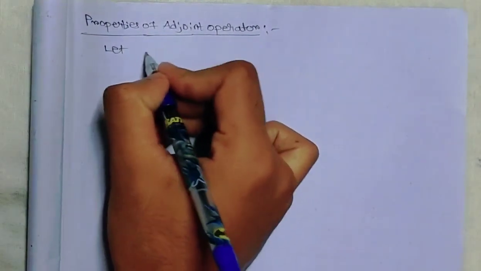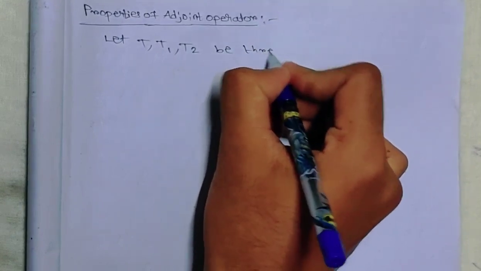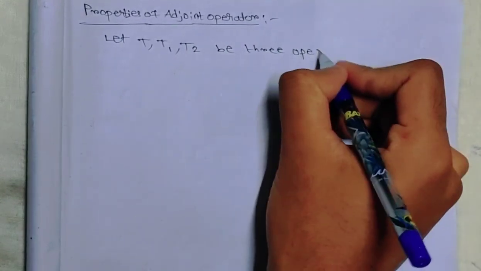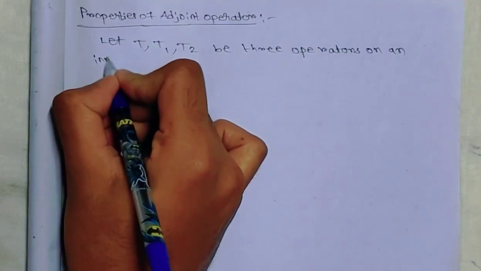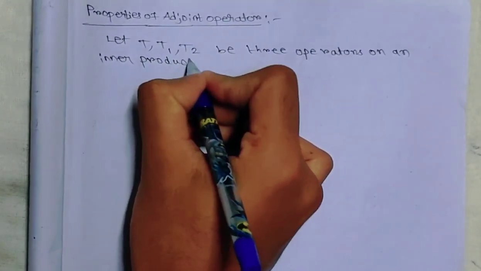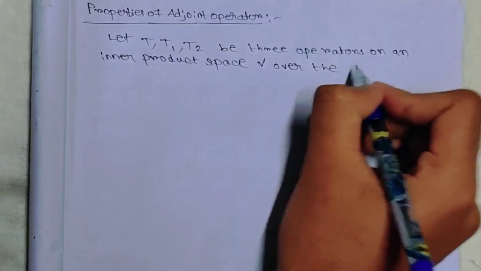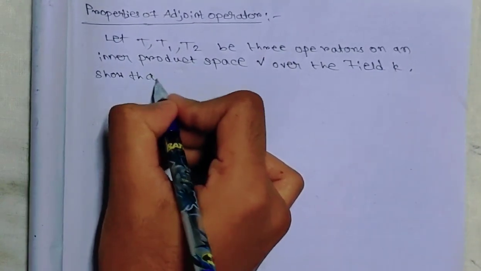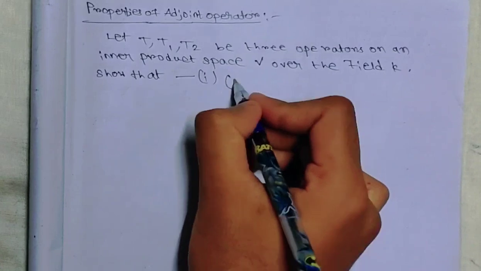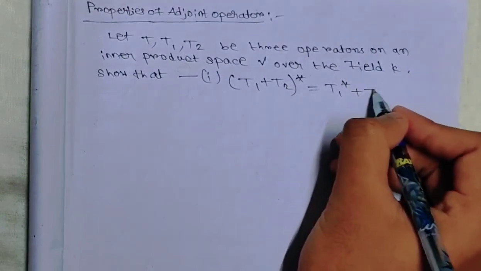Today we are going to start properties of adjoint operator. First of all, let T1, T2 be operators on an inner product space V over the field K. Then we have to show that (T1 plus T2) whole star equals T1 star plus T2 star.